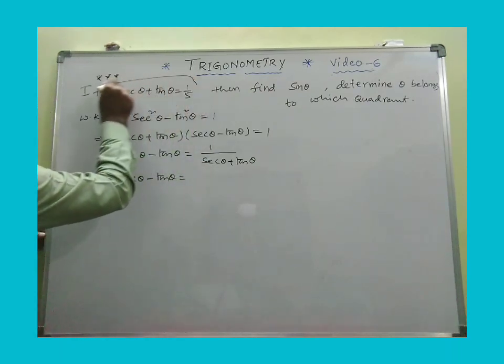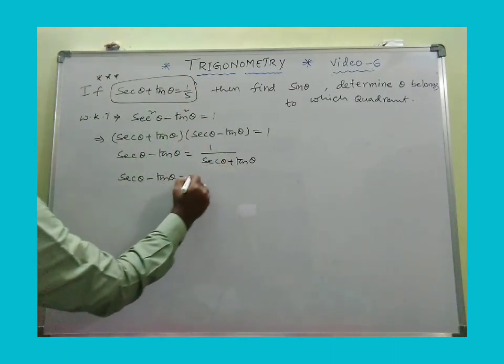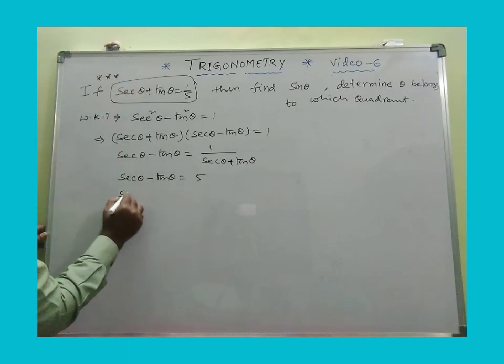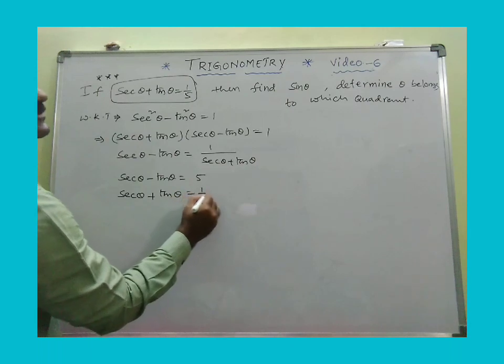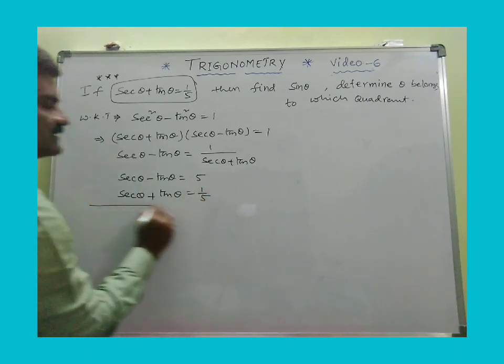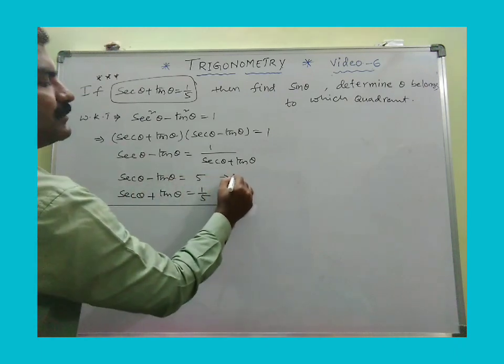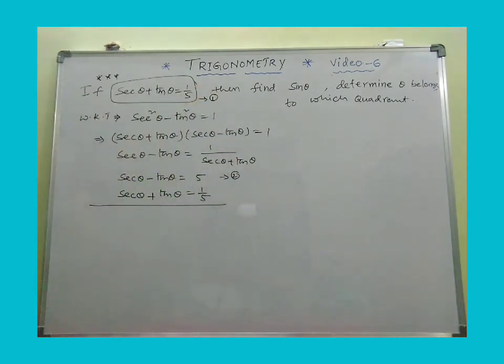Since secant plus tan is already given as 1 by 5, secant theta minus tan theta is 1 by 1 by 5, which is nothing but 5. And what is already given is secant theta plus tan theta, which is equal to 1 by 5. This is equation number 2, and this is equation number 1. So let us add them both directly.